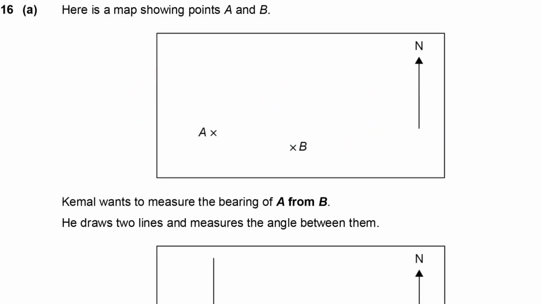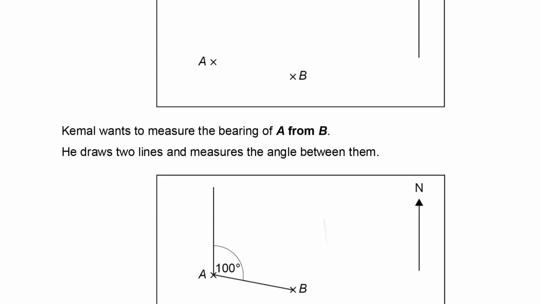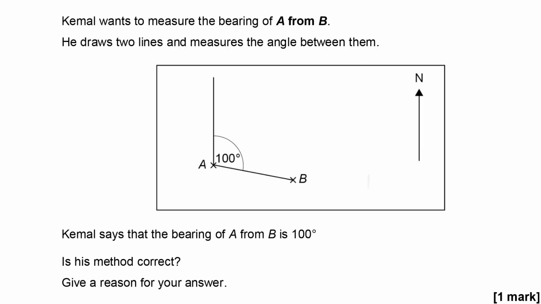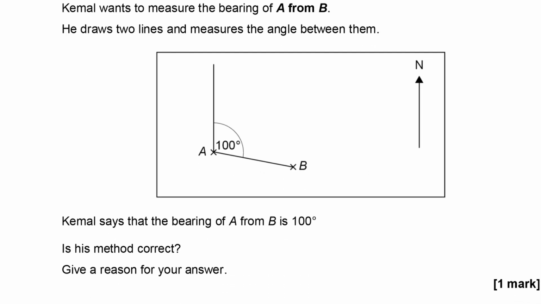Question 16a. Here is a map showing points A and B. Kamal wants to measure the bearing of A from B. He draws two lines and measures the angle between them. Kamal says the bearing of A from B is 100 degrees. Is his method correct? Give your answer.